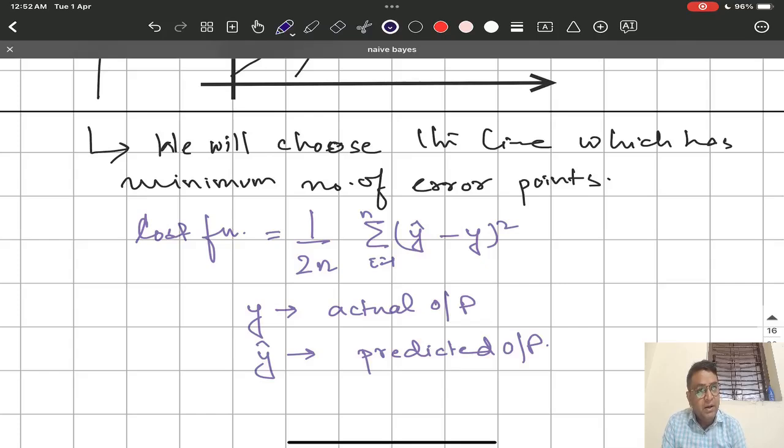Suppose again it was said that the day after tomorrow it will rain at 6 and it rained at 9. So what is the error? The error is 3 hours. So we have to minimize those errors. To minimize the errors, this cost function is there. The formula of the cost function: 1/2n, sum over i equal to 1 to n, (y hat minus y) whole square, where y is the actual output and y hat is the predicted output, and we have to minimize the error. This one is the cost function and we have to minimize this. Understood? Minimize this.